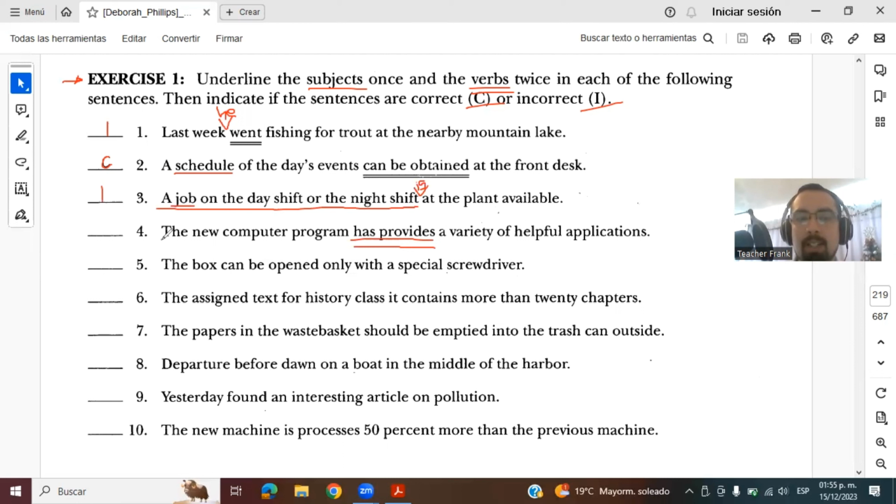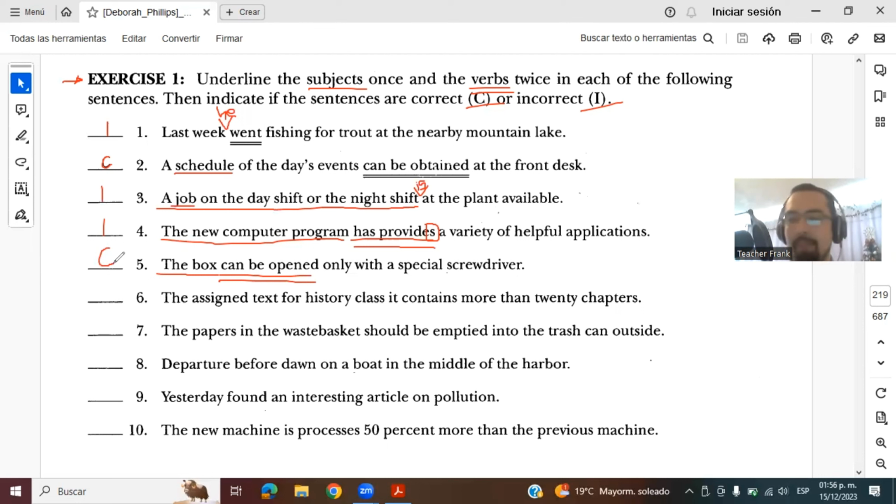Number four: the new computer program has provides a variety of helpful applications. What has provides the new computer program, right? But it is incorrect because the verb structure is wrong, right? It's not has provides, it's has provided, for example. Or we can also look at it as a double verb problem, right? Number five says the box can be opened only with a special screwdriver. So can be opened is the verb structure, the box is the subject, and number five is correct.